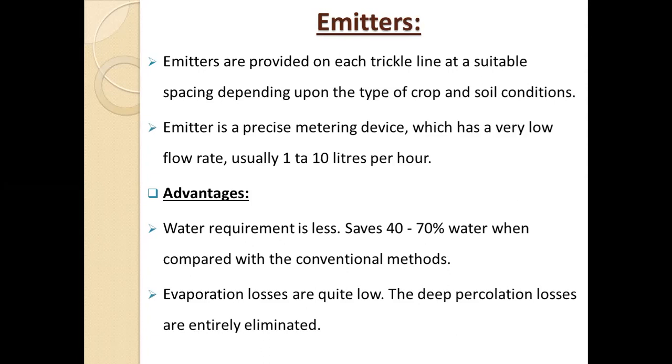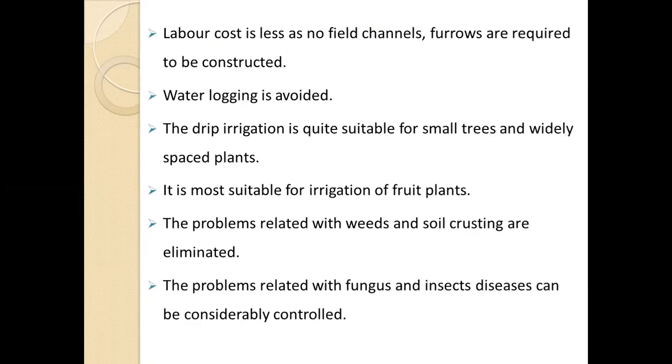Deep percolation losses are entirely eliminated. Labor cost is less because there are no field channels, right? Furrows are not required to be constructed. Water logging is avoided. Drip irrigation is generally suitable for small trees and widely spaced plants, and also for irrigation of fruit plants. The problems related to weeds and soil crusting are also eliminated, and problems related to fungus and insect disease can be considerably controlled by this method.